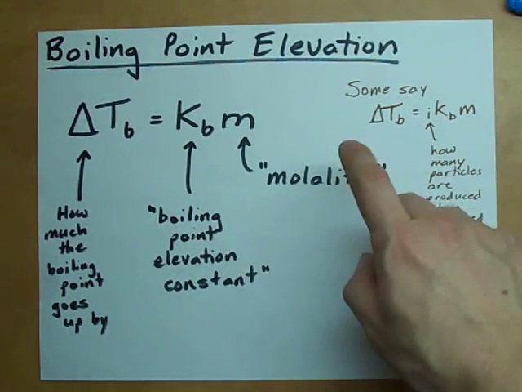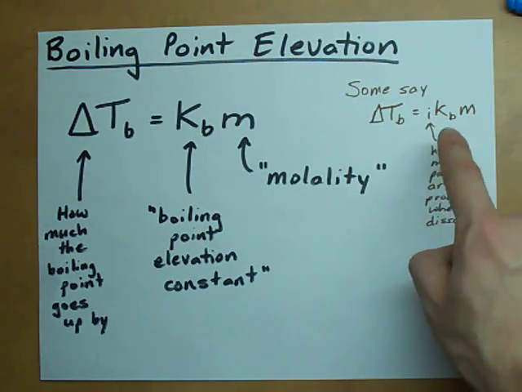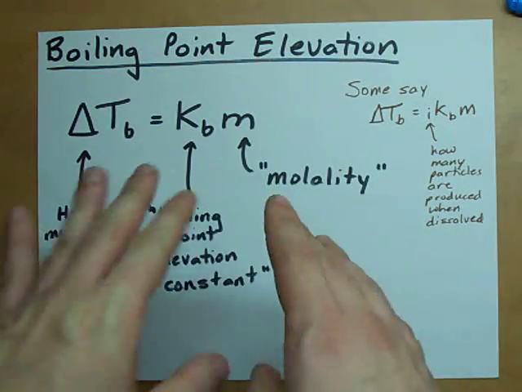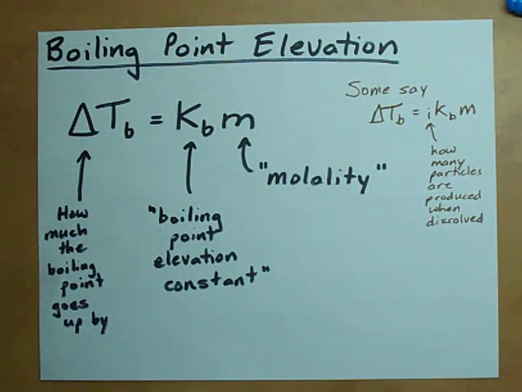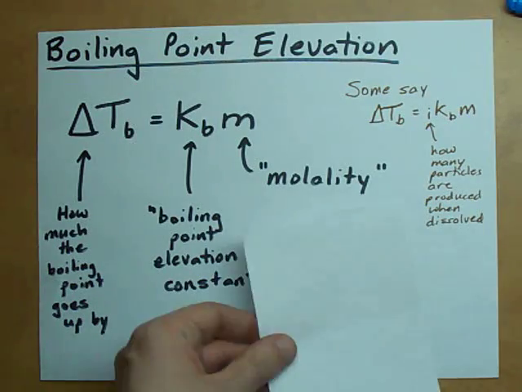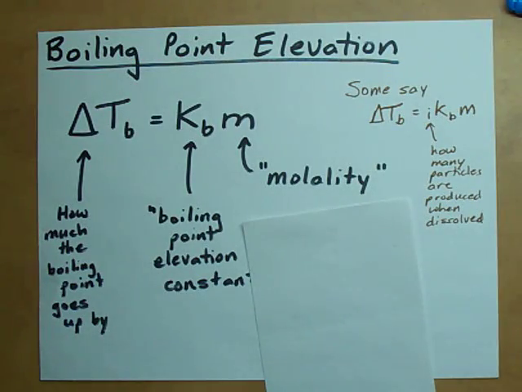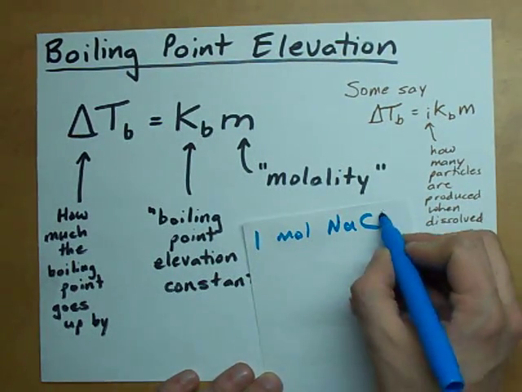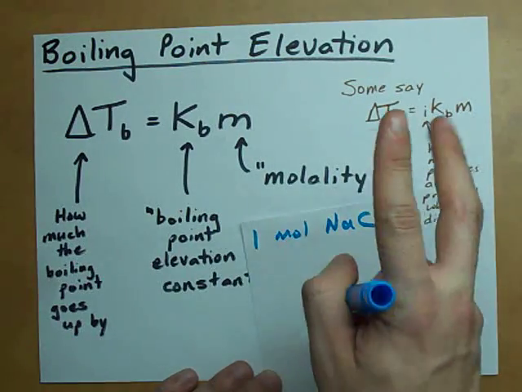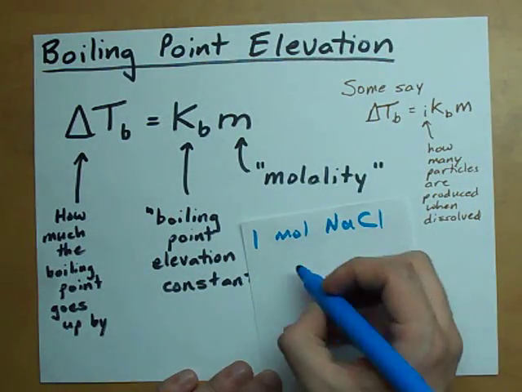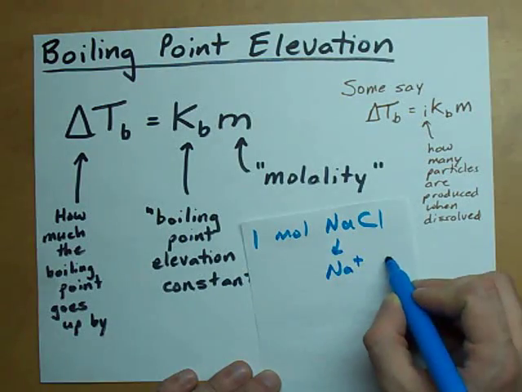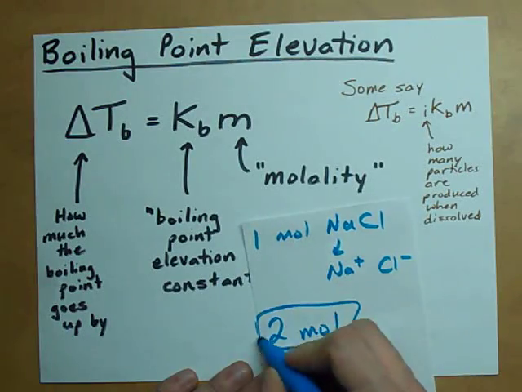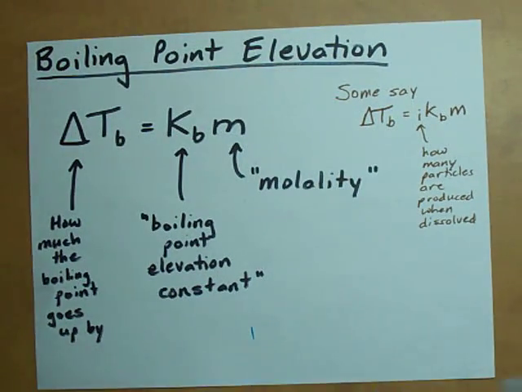Now, some teachers may give you the formula ΔTb = i Kb times m. i here represents how many particles the thing breaks into when it actually dissolves in the water. Here's what I mean. If you dissolve 1 mole of, I don't know, NaCl inside of water, you're not getting 1 mole of foreign particles floating around in the water. NaCl breaks up into 2 separate ions, so you actually get 2 moles of foreign particles floating around.